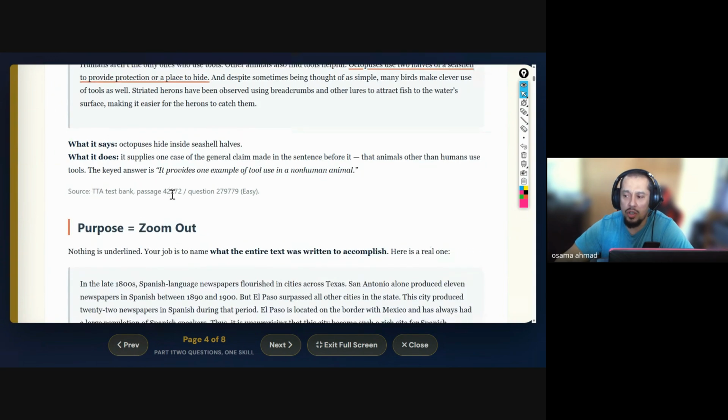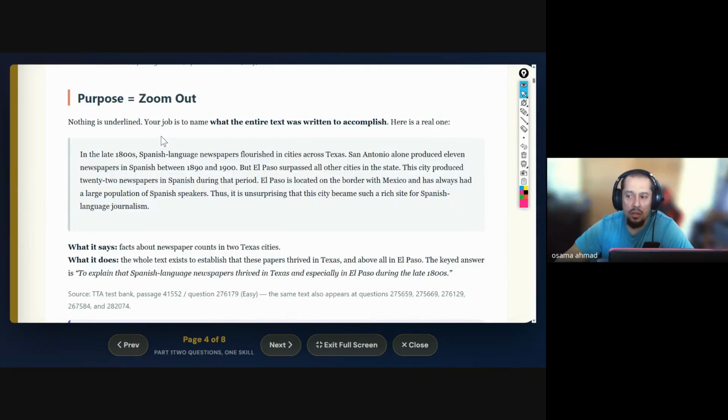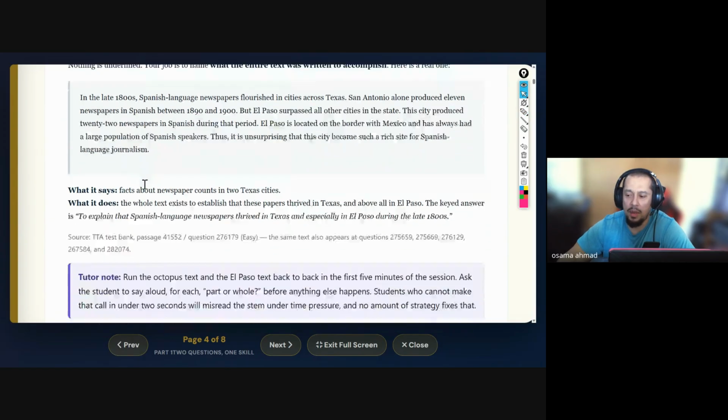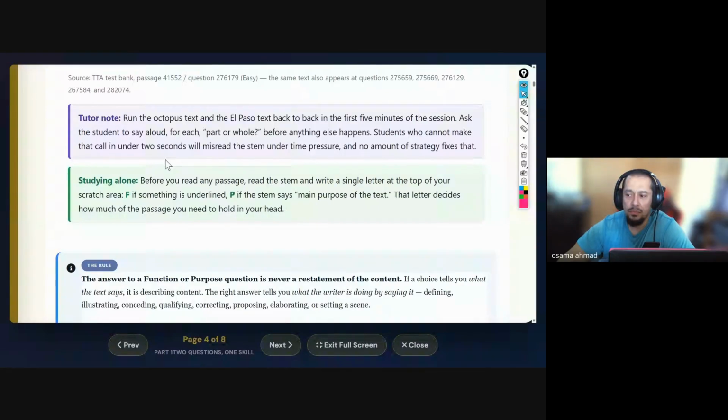And purpose questions, again, are different from function. Function focuses on a sentence. Purpose focuses on the whole, right? It's a zoom out type question. So nothing is underlined. Your job is to name what the entire text was written to accomplish. Why is this whole text written? Right? So they give us a passage and ask what is the purpose of the text. We won't read one now, of course, for now, right? So always do that.